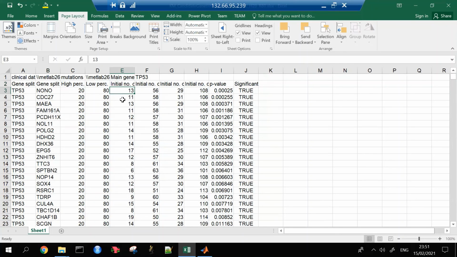But just so you know, you don't have many patients, and don't be surprised that you don't get results for certain genes.